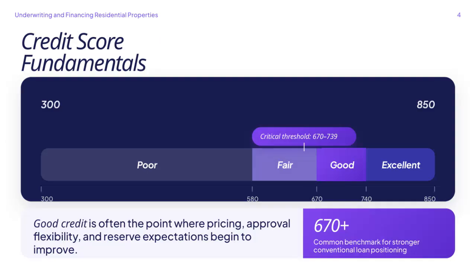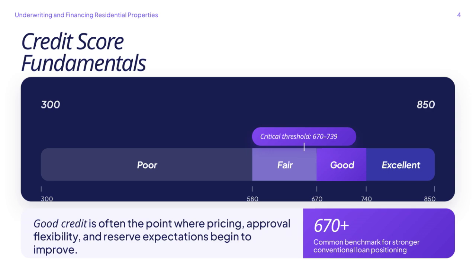and reliable. Let's talk about the fundamentals of credit scores and why they matter, especially when it comes to underwriting and financing residential properties. Credit scores typically range from 300 to 850. Scores below 580 are generally considered poor. Between 580 and 669 is fair. 670 to 739 is good, and 740 and above is excellent. The critical threshold to keep in mind is between 670 and 739.